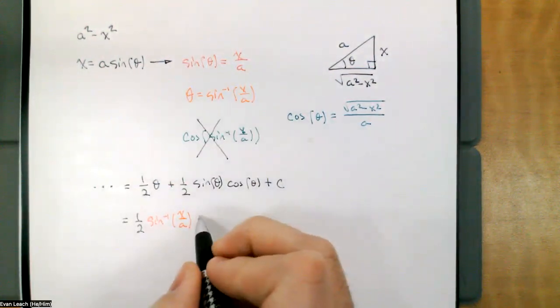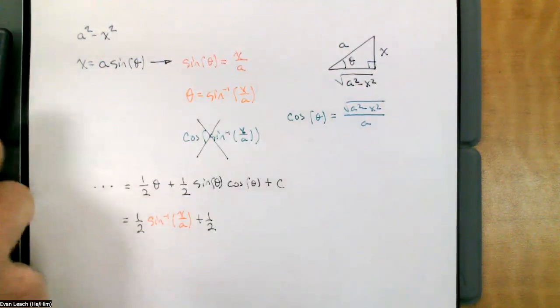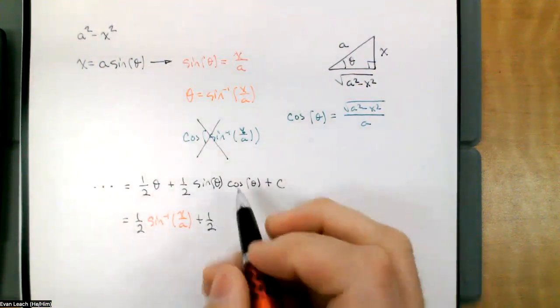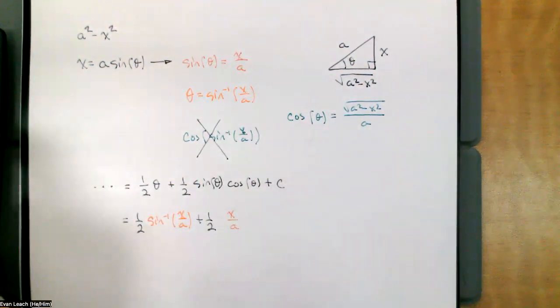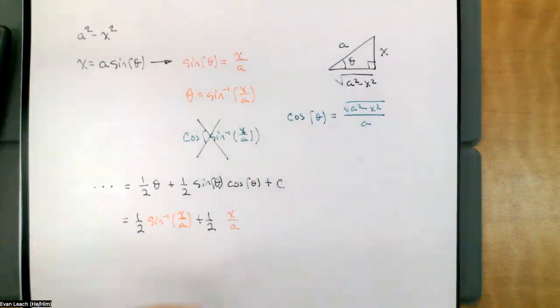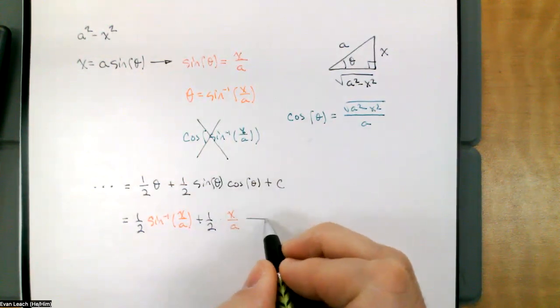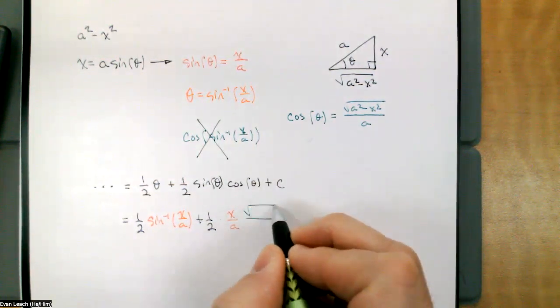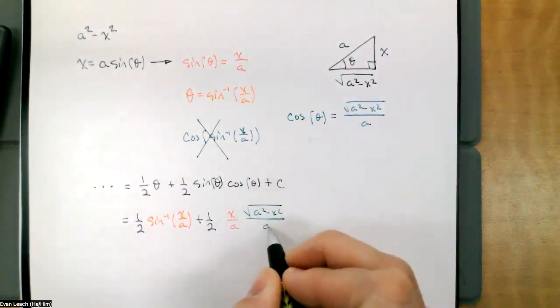Our sine theta will be x over a. And our cosine theta will be square root of a squared minus x squared over a.